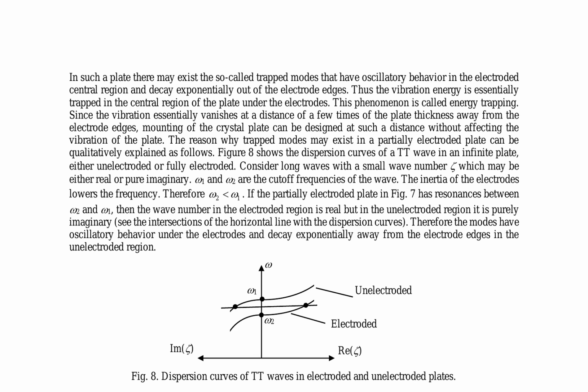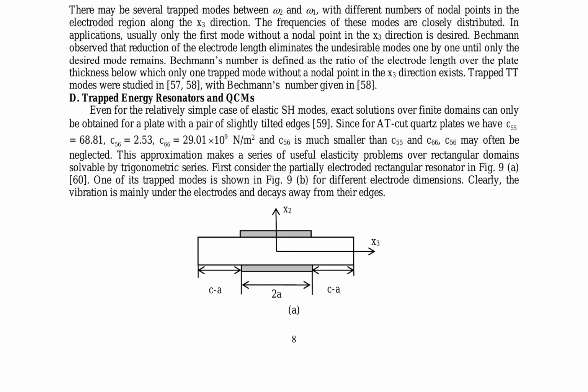Multiple trapped modes can exist between the two cutoff frequencies, each with a different number of nodal points along the x3 direction. However, only the first mode without a nodal point in the x3 direction is typically desired in applications. Reducing the electrode length eliminates undesirable modes one by one until only the desired mode remains, as observed by Beckmann. Beckmann's number is defined as the ratio of the electrode length over the plate thickness below which only one trapped mode without a nodal point in the x3 direction exists.